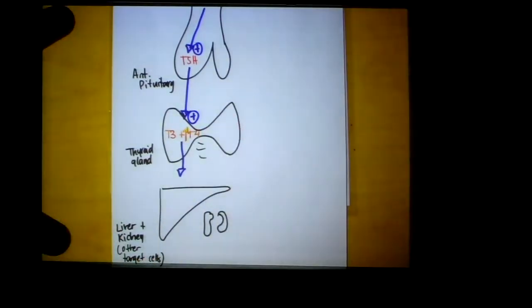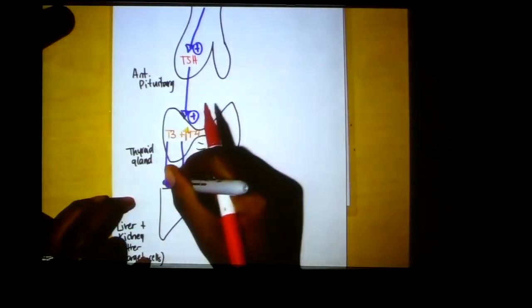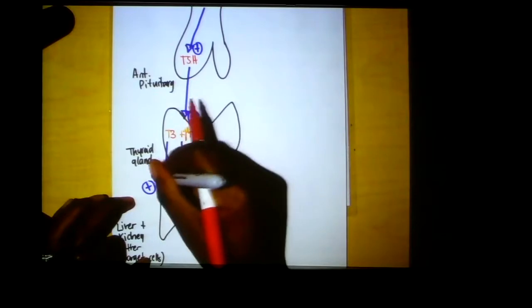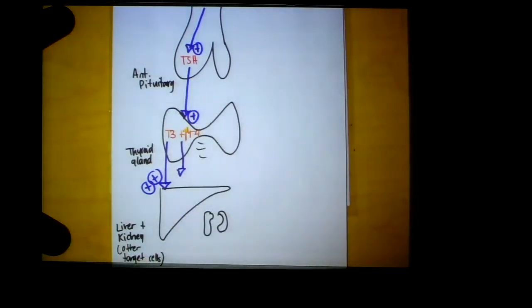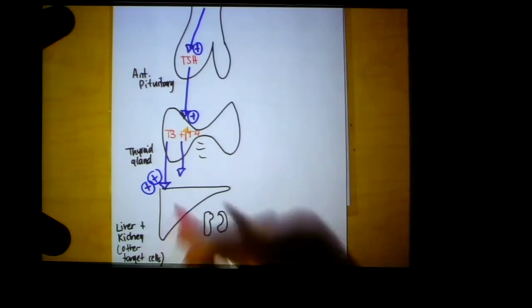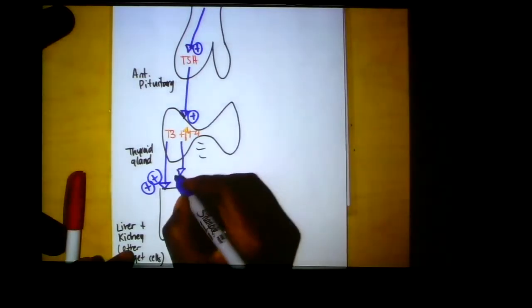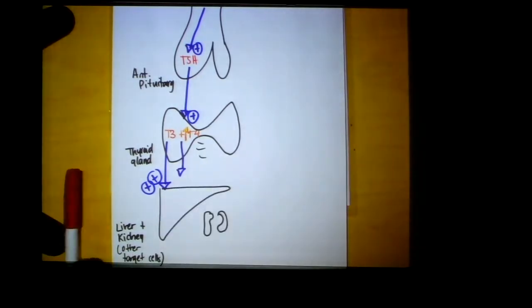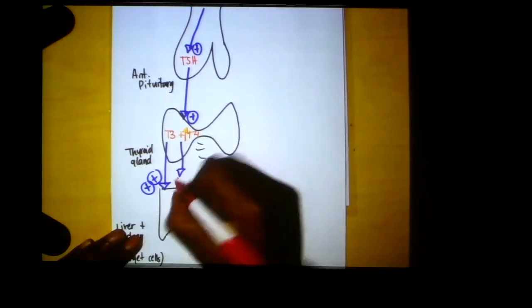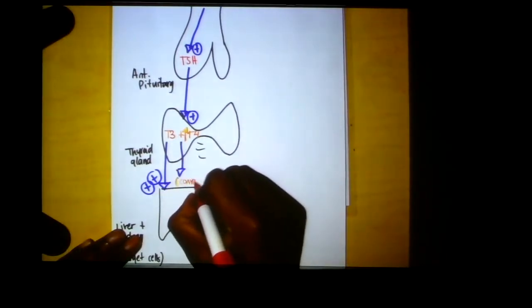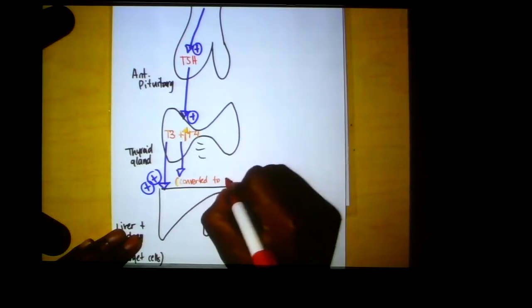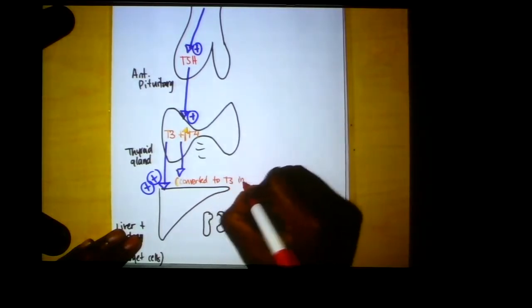Now, in doing so, T3 can directly have an impact, and I'm going to put 2 positive arrows here because it's much more potent than T4. T4 has to be converted to T3 in the target tissues. I'm going to just make a note here so that it's super clear. Converted to T3 in target tissue.